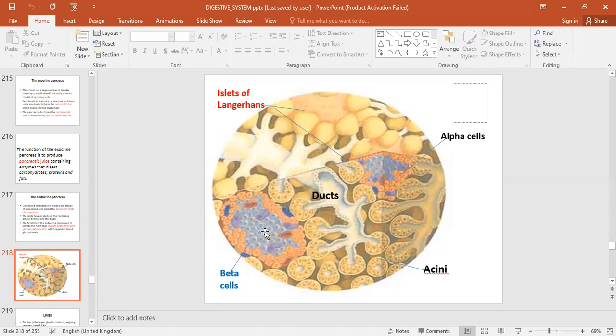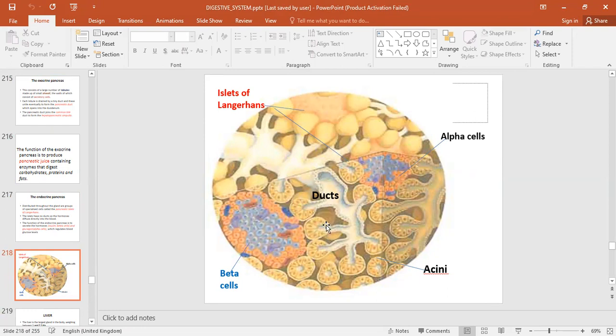These cells are endocrine cells. So they are beta cells and alpha cells. Beta cells are staining basophilically here, hence called beta. Then the orange ones are staining acidophilically, hence called alpha cells. Beta cells produce insulin, alpha cells produce glucagon.